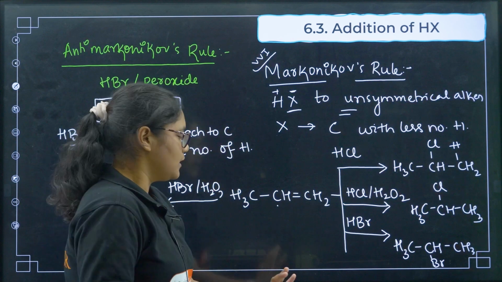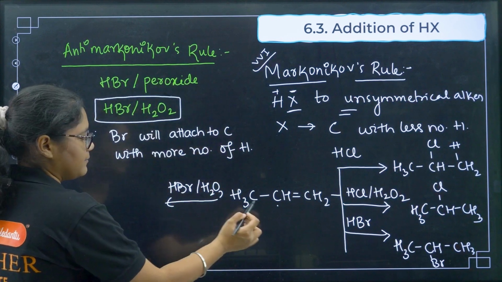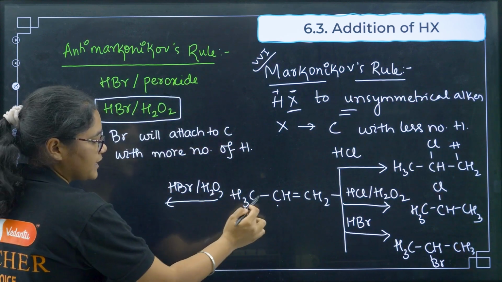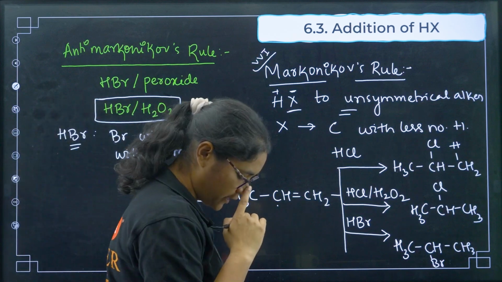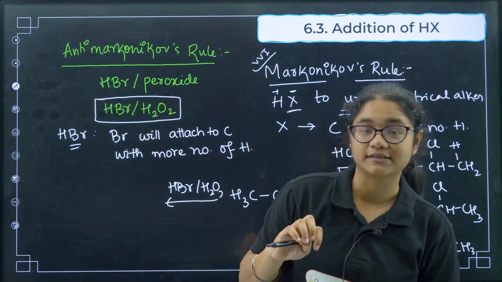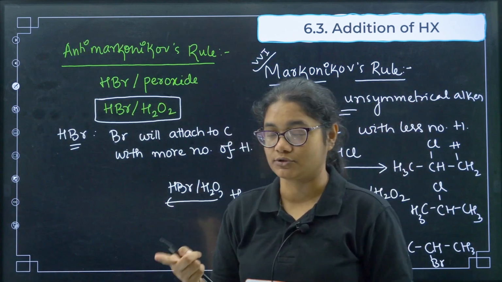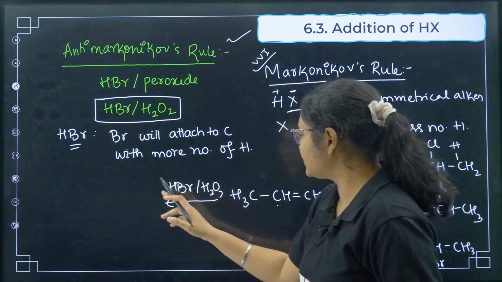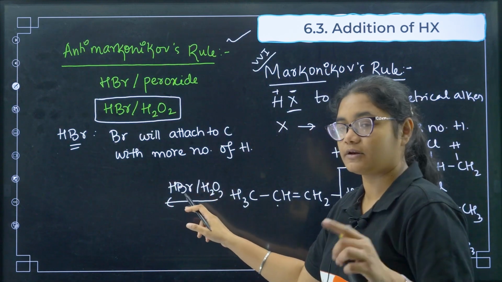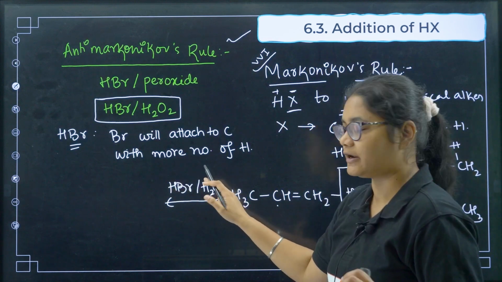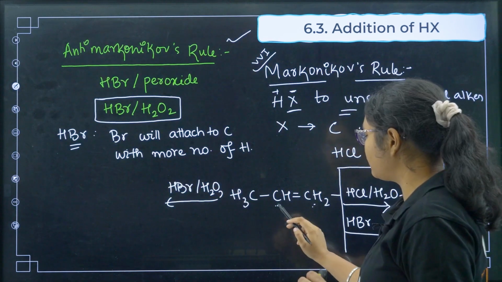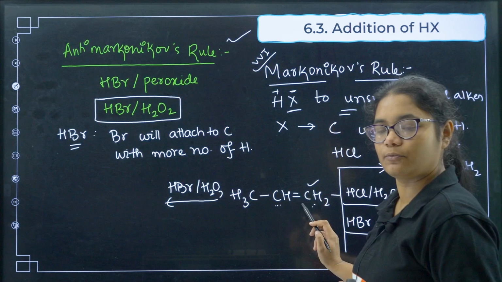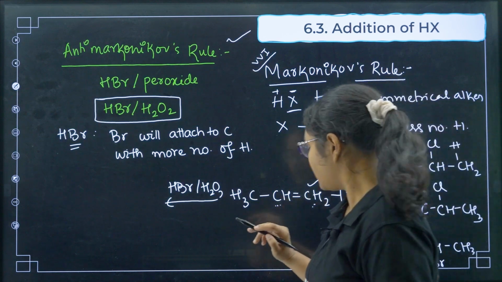Okay, done. Now if we have HBr in presence of H2O2, how will this happen? You see HBr is there and H2O2 is there. So which rule will it follow? Anti-Markovnikov's rule. Anti-Markovnikov's rule tells you that bromine, the negative part, will go to the carbon having more number of hydrogen. If you see here, this carbon has more hydrogen, so bromine will go and attach here. So what will I get?